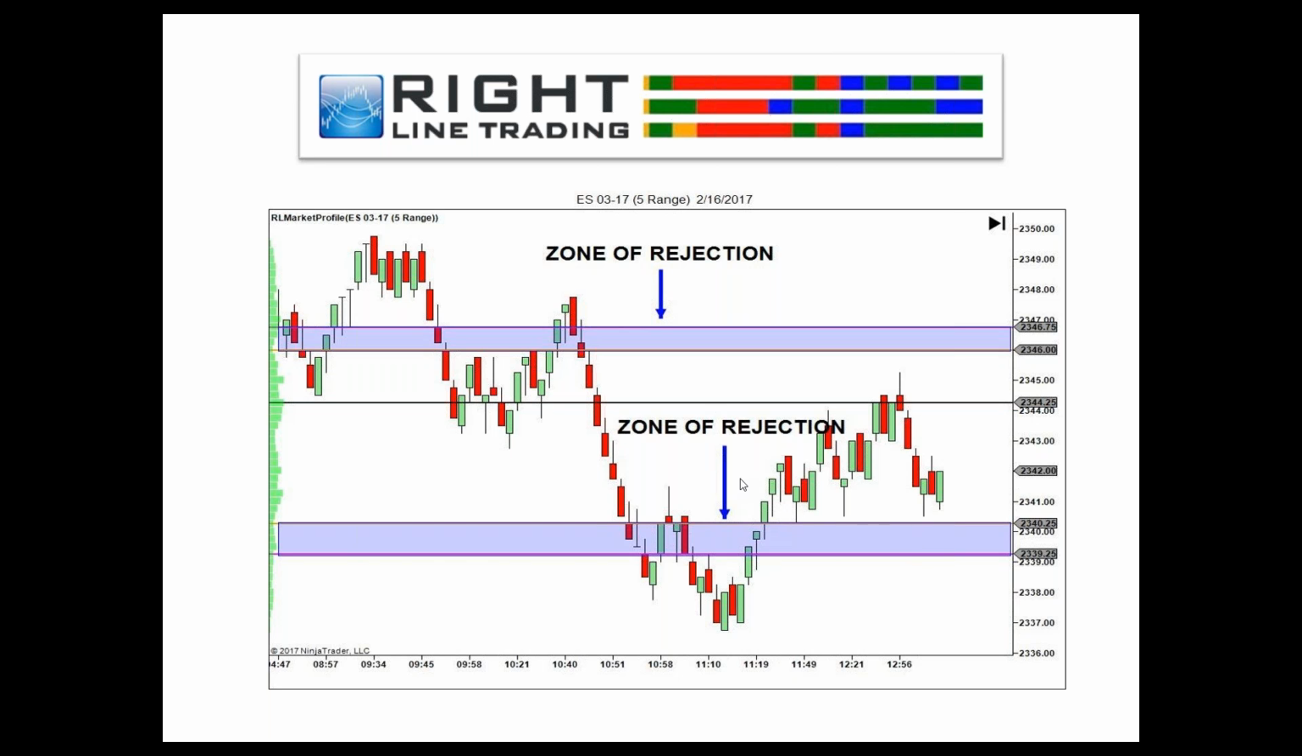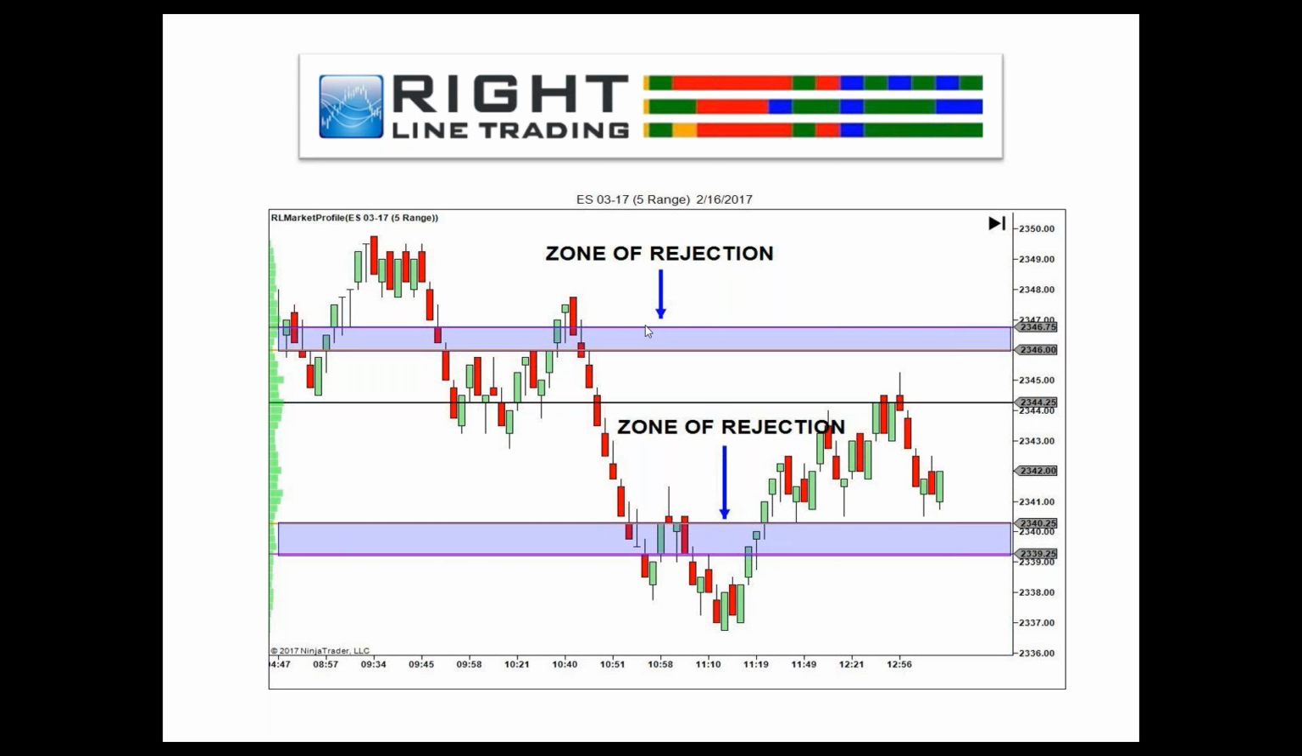If price is above it, it's a strong area of support. If price is below it, it is a very strong area of resistance to the upside. So you can trade off of it if it's broken, but you don't want to trade into it because of how powerful it is as support and resistance.